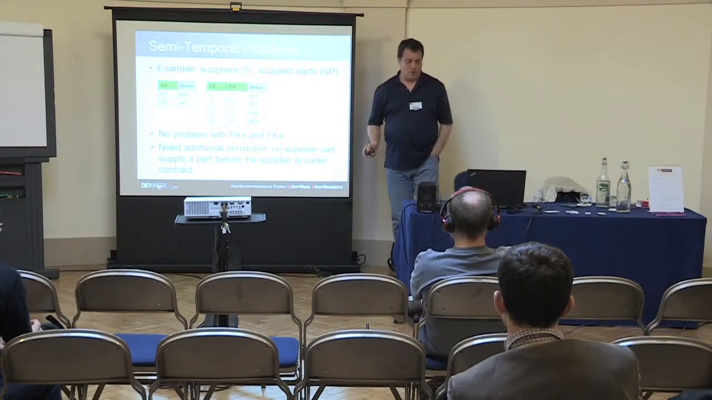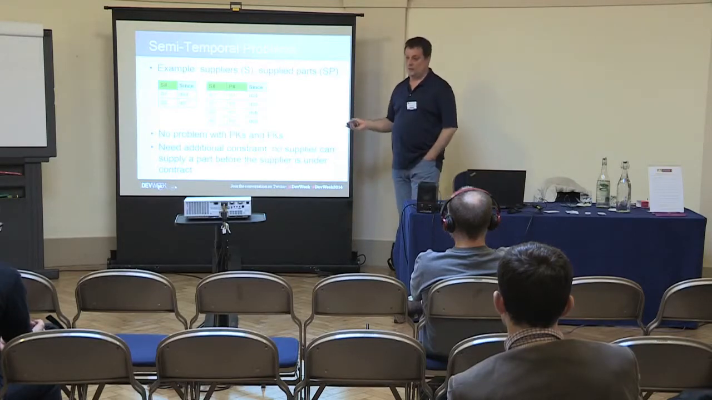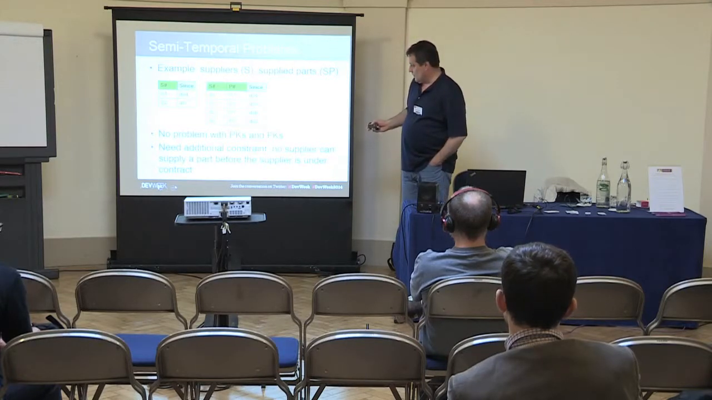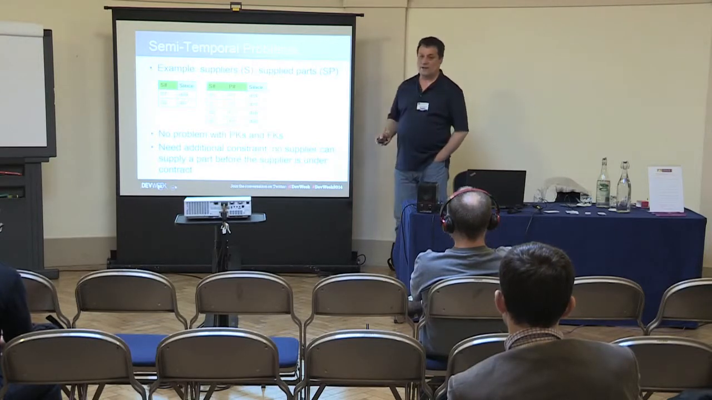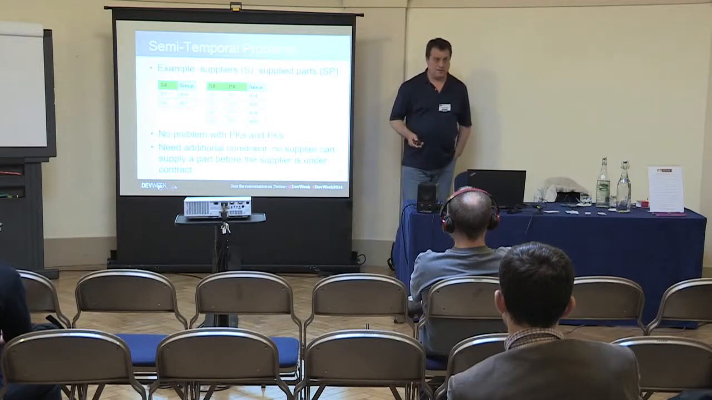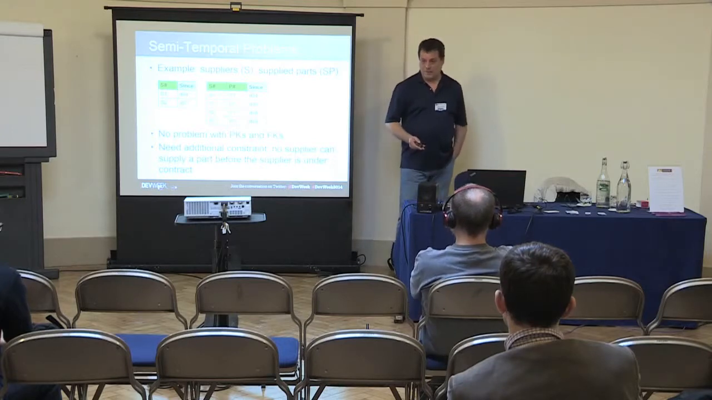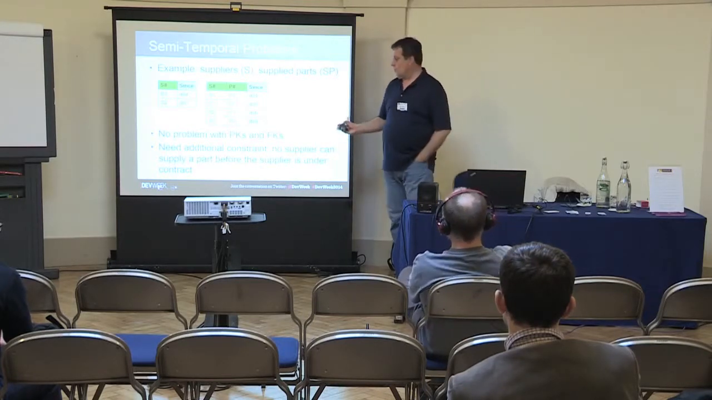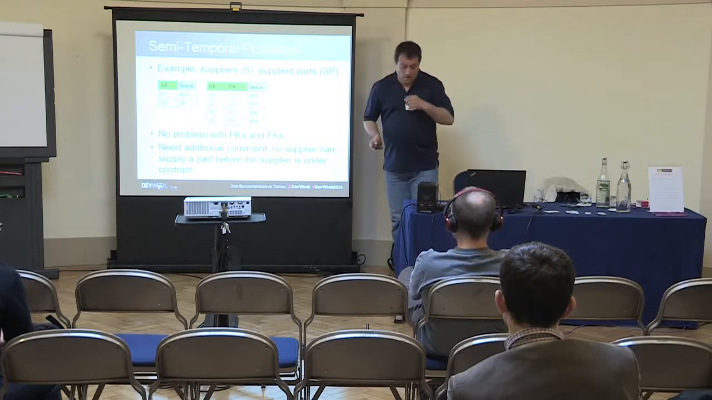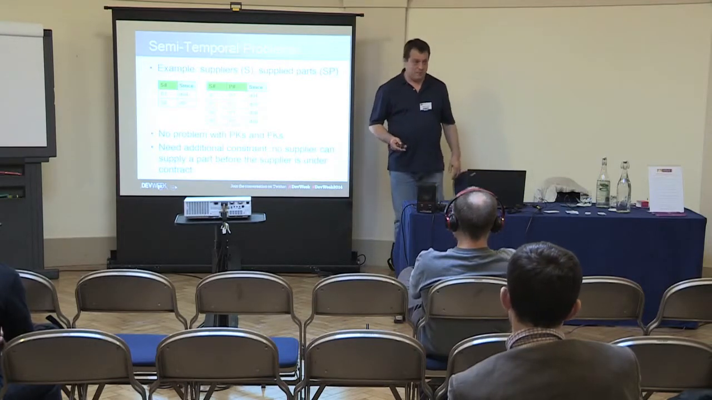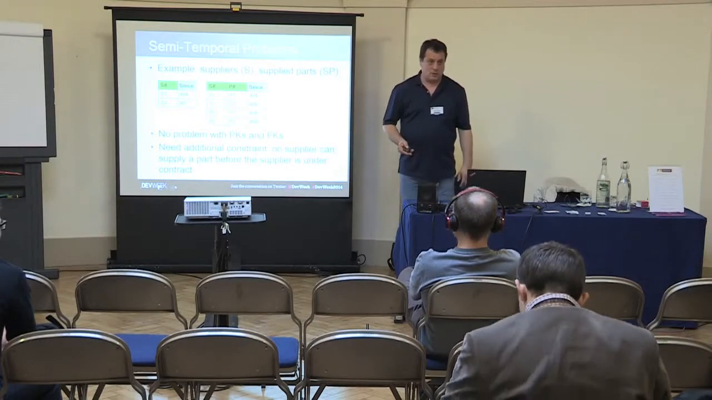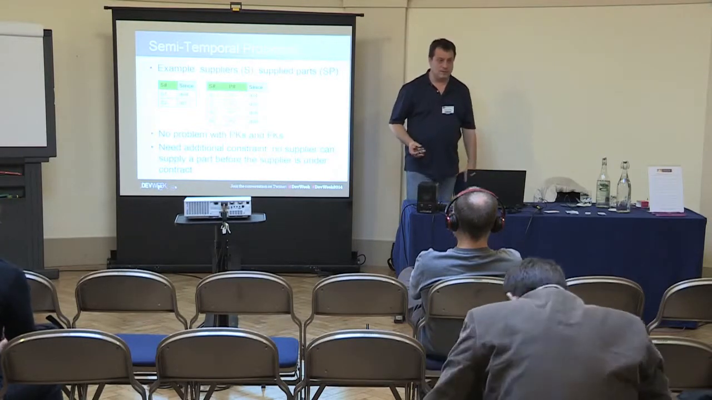There should be no supply from a supplier that is not under a contract. What does it mean? It simply means that these since values for supplier 1, values in these columns, must be greater than or equal to the value in this column for supplier 1. So this is an additional constraint that must be immediately implemented. And of course, you can imagine that this kind of constraint cannot be implemented through a foreign key, so we'll have to work with triggers.